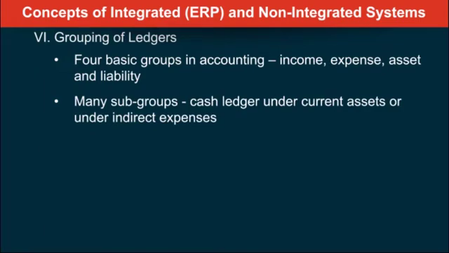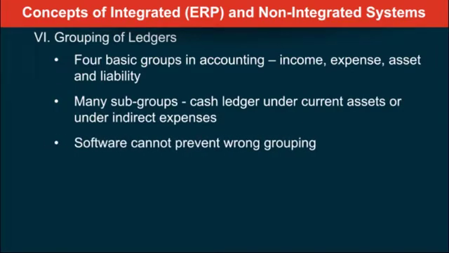Cash ledger can be under current assets or it can be under indirect expenses. Software cannot prevent the wrong grouping because software will only do what you tell it to do. Remember, rubbish in is rubbish out. So, in computers, if you put in rubbish, it will give you rubbish only. So, you have to make sure that what you enter in that system is perfect.